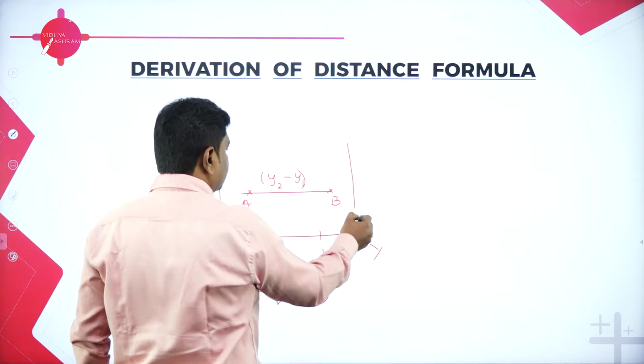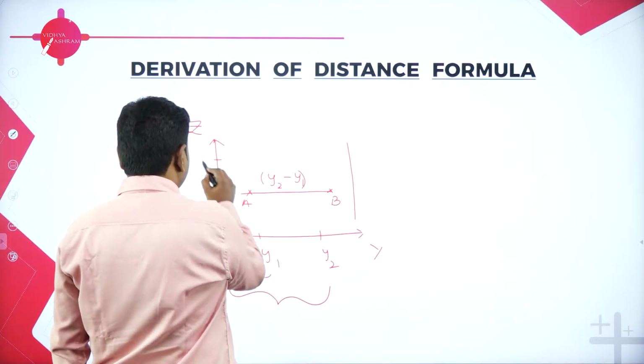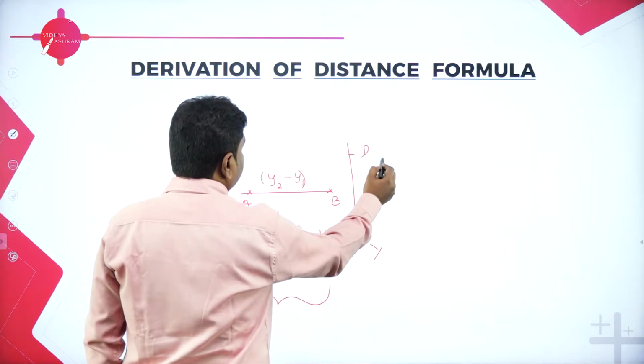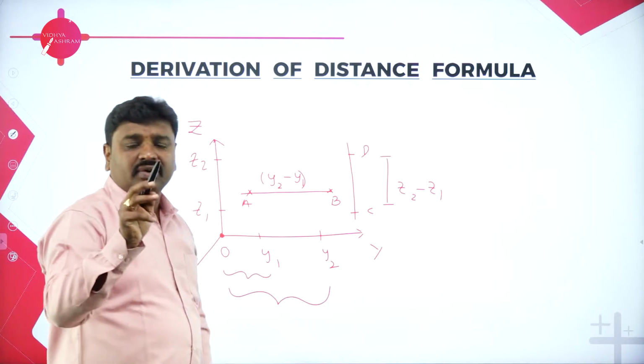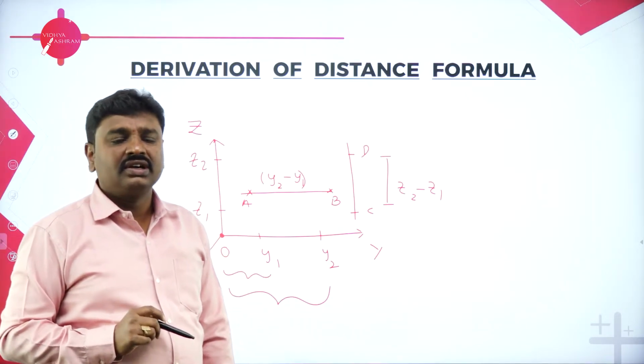Suppose you have a line like this. This line is parallel to what? Z axis. Suppose here Z1, here Z2. So now suppose this is C and D. The length of CD is Z2 minus Z1. So if line is parallel to any axis, then directly you can take its distance as difference between the coordinates.